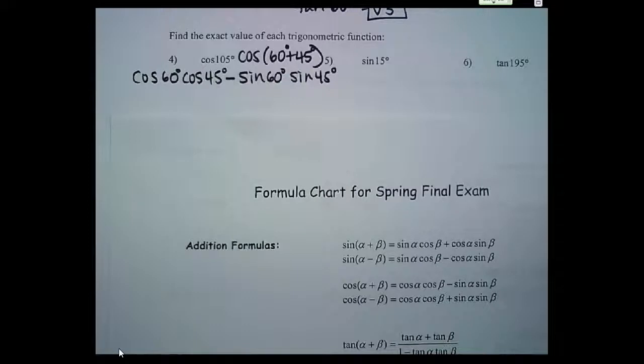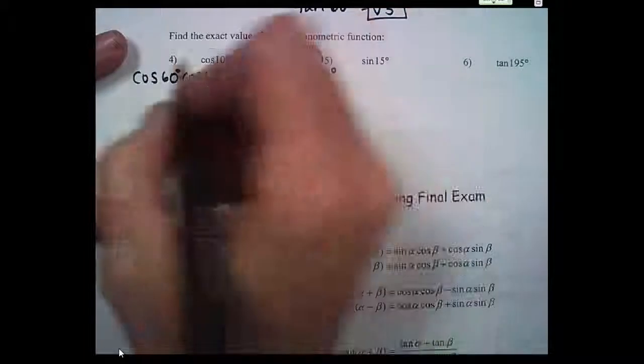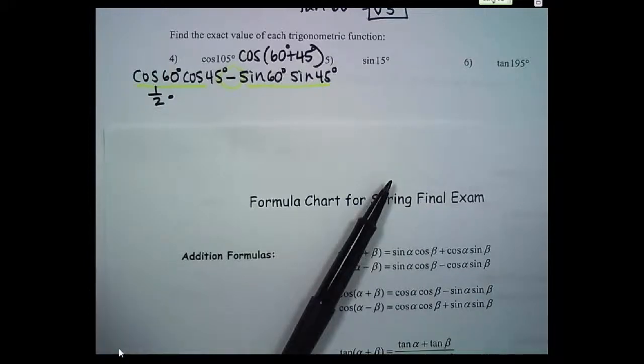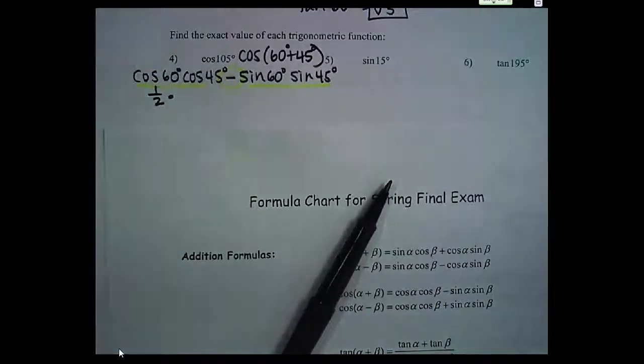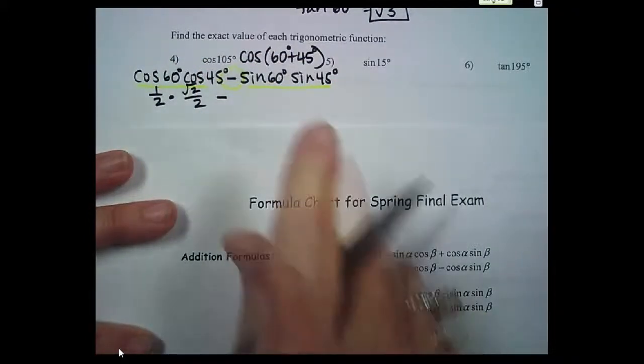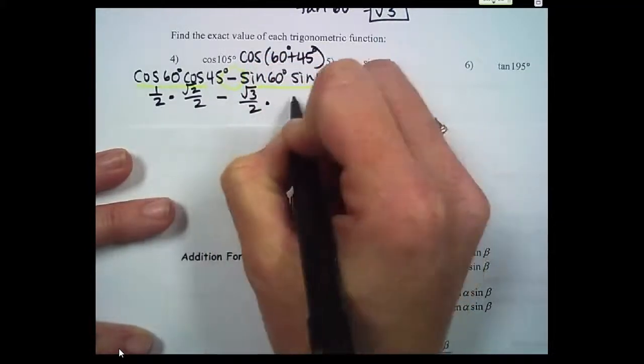Okay. What is the value of cosine at 60? That's, cosine, remember, is the x value. What's the x value at 60? What is it? Okay. So you're going to say 1/2 times. Remember, we do this part first. We multiply, then we add. So now what's cosine at 45? That's the x value at 45 degrees is root 2 over 2 minus sine at 60 is root 3 over 2, and sine at 45 is root 2 over 2.